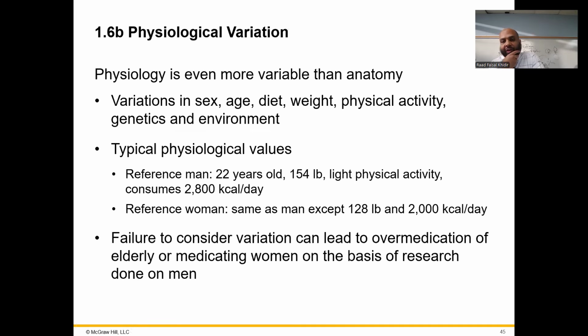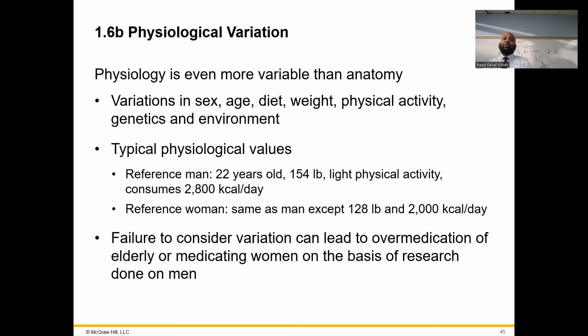Physiology is even more variable than anatomy. There are variations in sex, age, and diet. So when we give numbers, like what is the normal blood pressure? Is it 120 over 80? That number is for who? It's usually for a male who's 22 years old, 154 pounds, performs light physical activity, and consumes 2,800 kilocalories a day. If we go up to a male who is 70 years old, obviously these dimensions are going to change.